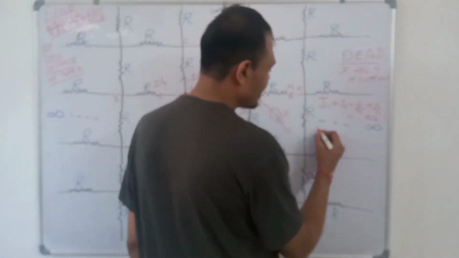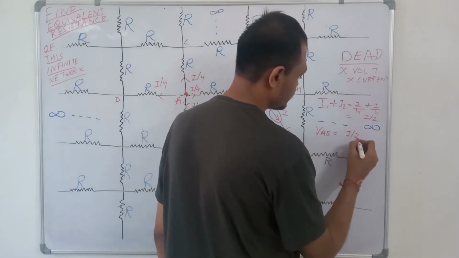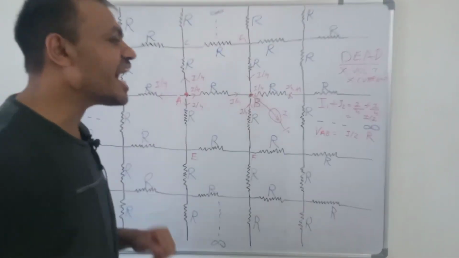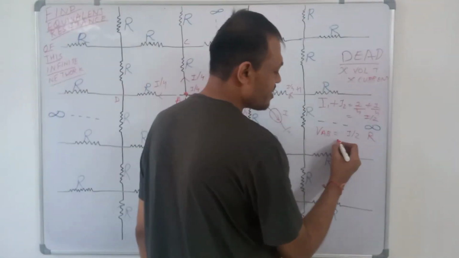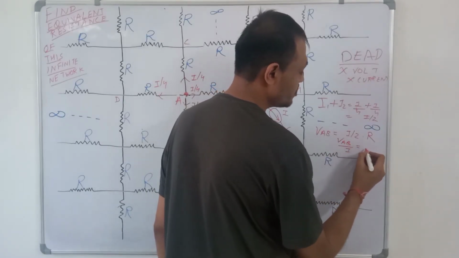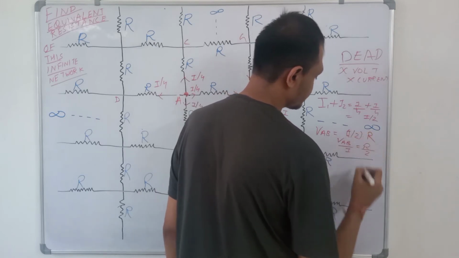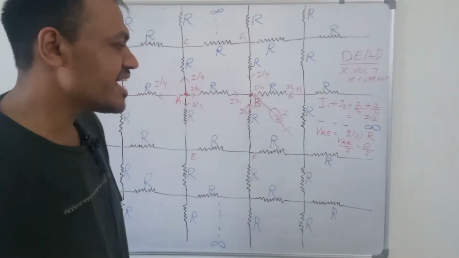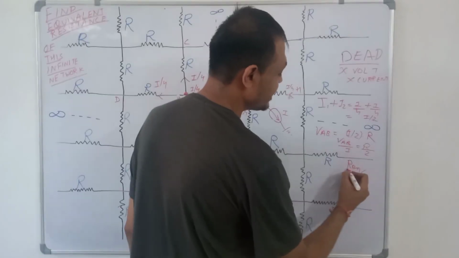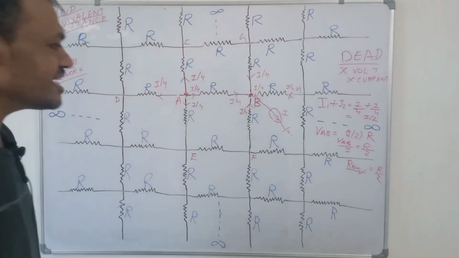So VAB equals I by 2 into resistance R, because from A to B resistance R is present. So VAB upon I is equal to R by 2. So VAB upon I is the equivalent resistance, because the ratio of voltage to current is resistance. So R equivalent is equal to R by 2.